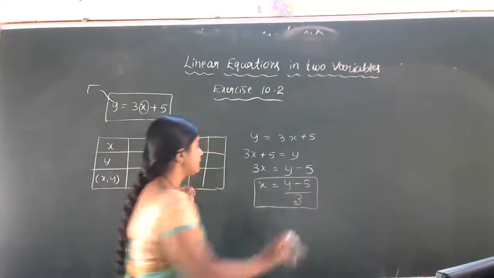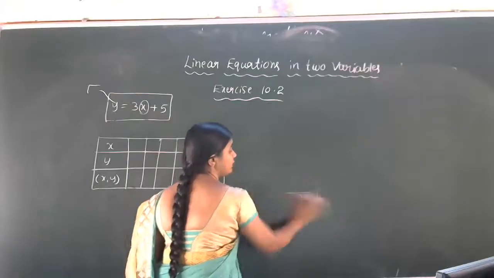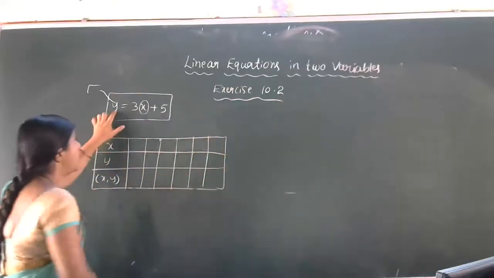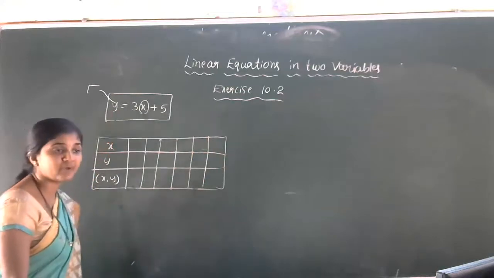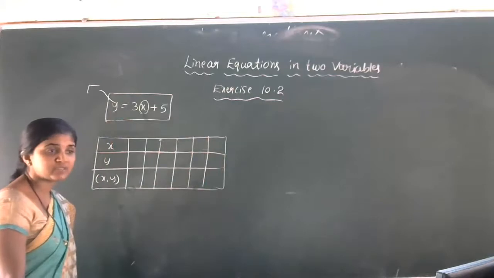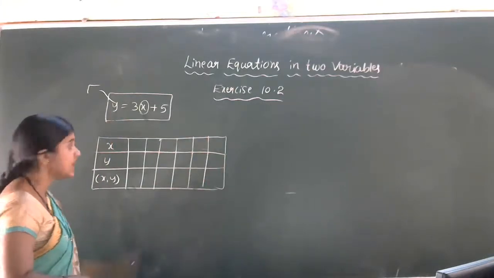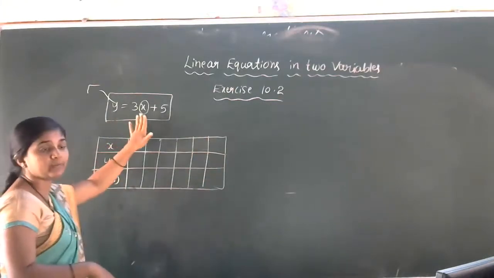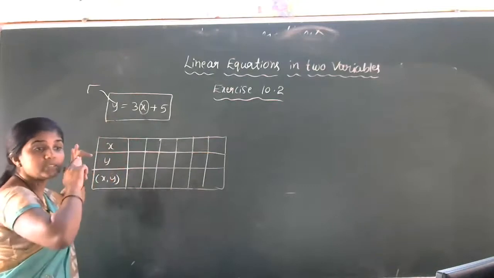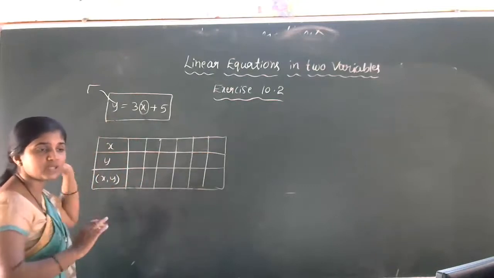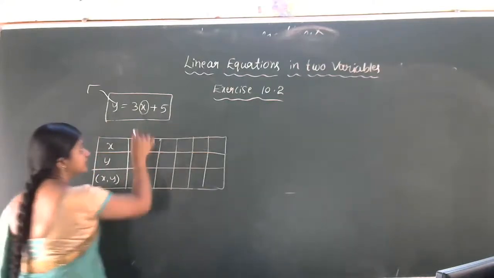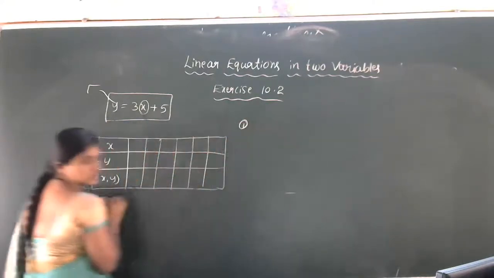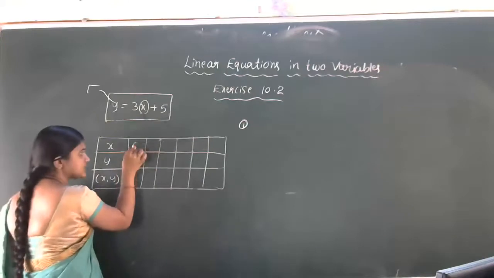But now the problem is already in the y form. Just look at the question. Already the problem is in the y form: y is equal to 3x plus 5. This is already in the y form only. So when the problem is in the y form, you have to select x by your choice, then you have to calculate y. Okay. Now I'll start with the first solution. First, x I'll put 0.